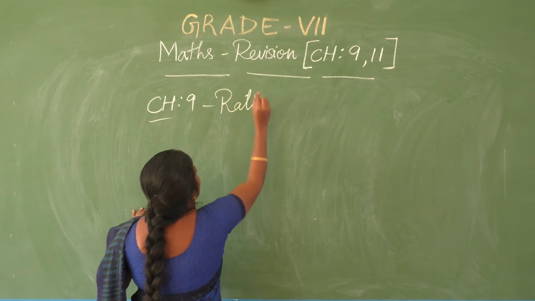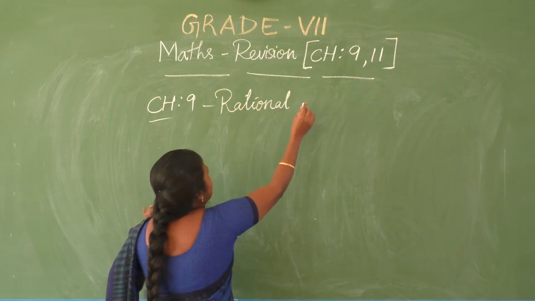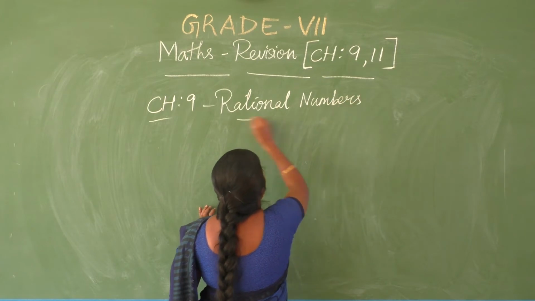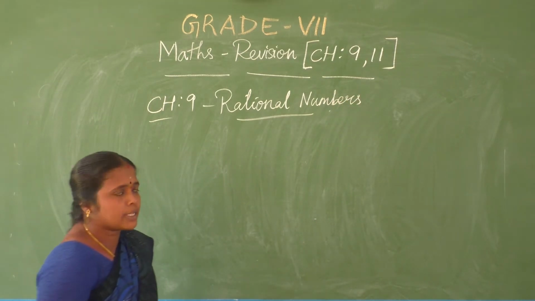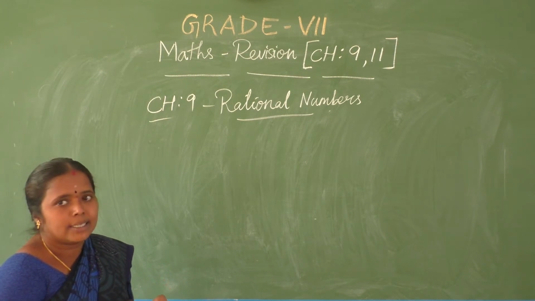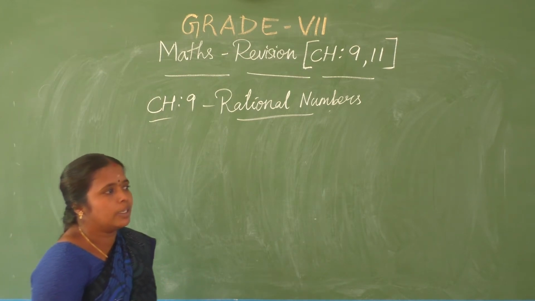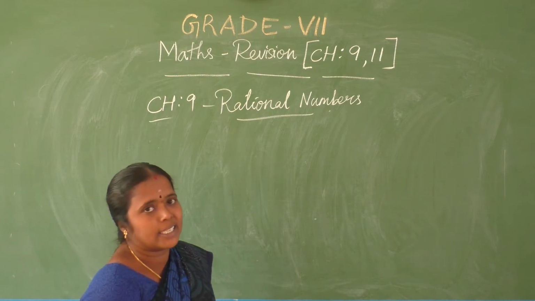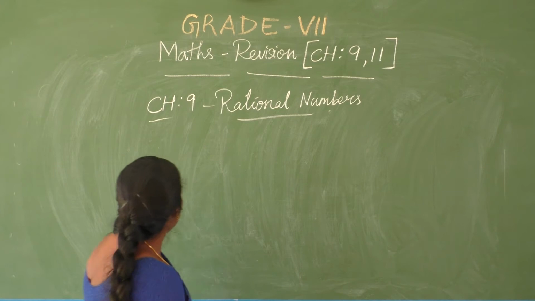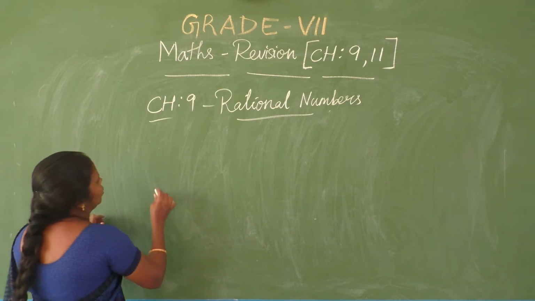Rational numbers. What are rational numbers? Related to what you saw in the previous classes. You know the types of numbers: natural numbers, whole numbers, integers, fractions, like that. The new one is the rational number, which I am going to revise now.